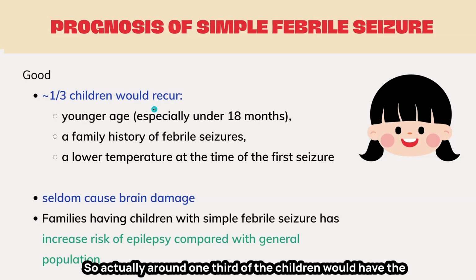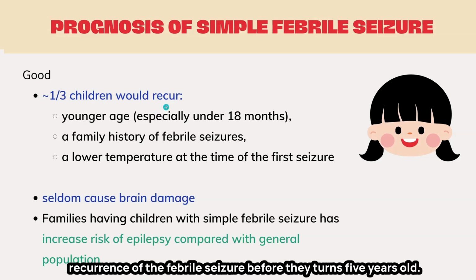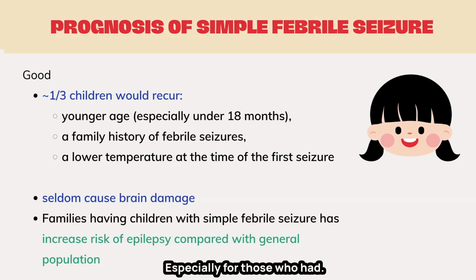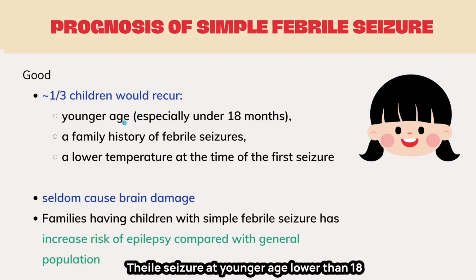Actually around 1/3 of the children would have a recurrence of the febrile seizure before they turn 5 years old. Especially for those who had the febrile seizure at a younger age, lower than 18 months, or those who have a family history of febrile seizure, or those who had the first seizure at a lower temperature, so not a very high temperature, they already can have the seizure. Those children can have a higher risk of having another episode of febrile seizure. But although they have the seizure, it seldom causes brain damage.